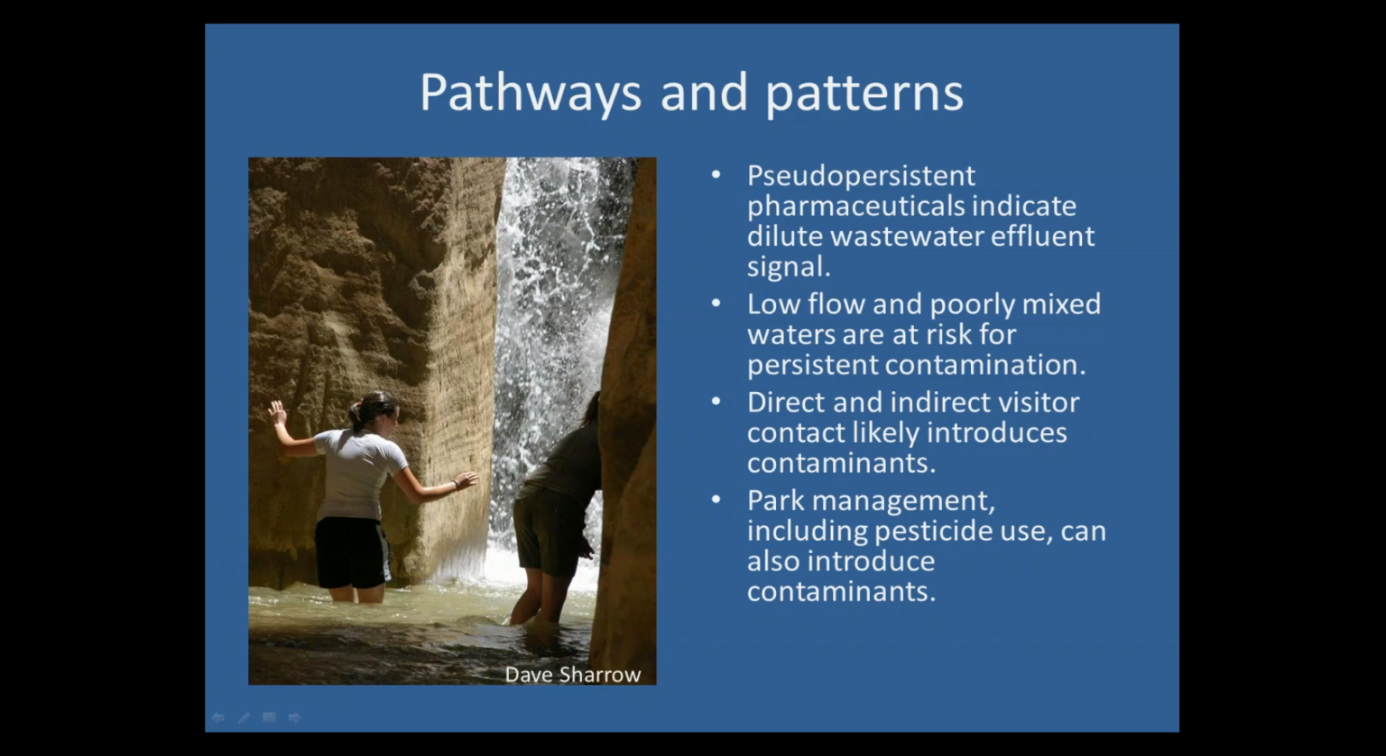So to sum up these pathways and patterns, these pseudo-persistent pharmaceuticals seem to indicate a dilute wastewater effluent signal. Low flow and poorly mixed waters seem to be at a higher risk for persistent or chronic contamination. And I think that's just because they can't flush things out that easily. Direct and indirect visitor contact likely introduces contaminants, and park management, including pesticide use, can also introduce contaminants.